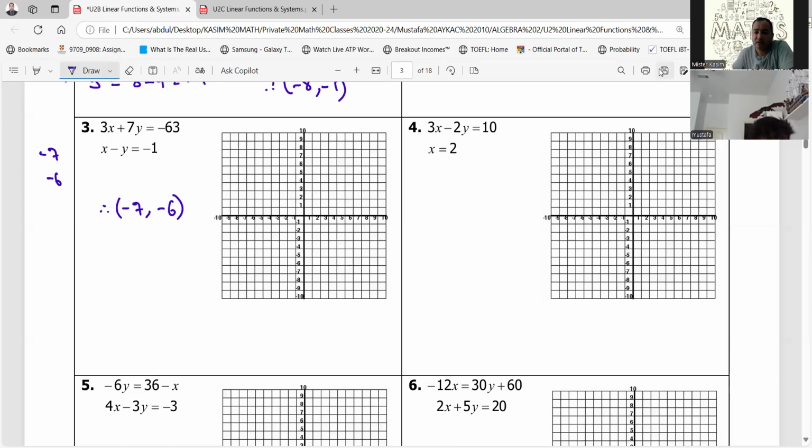Okay. You see, now you're getting better and faster. Do question 4. Can you solve this in 30 seconds now? Okay. Y equals negative 2. So x equals 2, right? Y equals negative 2. Always you have to write the answer as an ordered pair. Okay. 5.